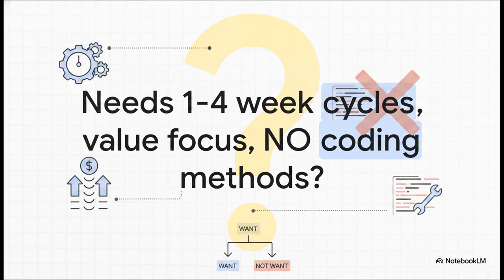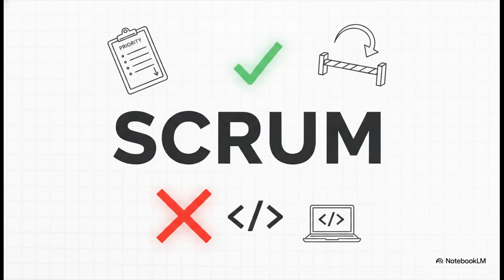A team needs a framework to prioritize value, organize 1 to 4 week cycles, and remove daily impediments without dictating coding methods. Pay really close attention to what the organization wants and, honestly, what they explicitly do not want. The answer is Scrum. Prioritizing value, organizing 1 to 4 week cycles, removing impediments. That is the exact job description of a Scrum Master.